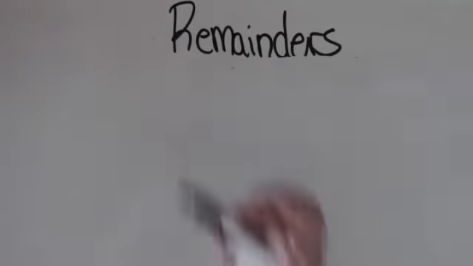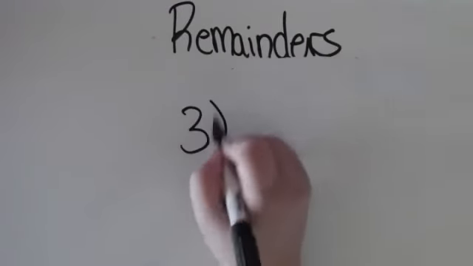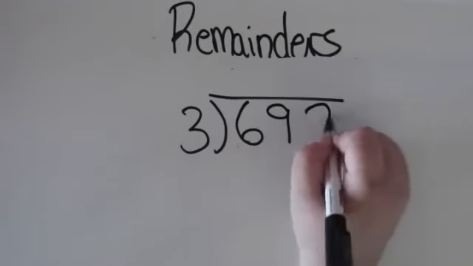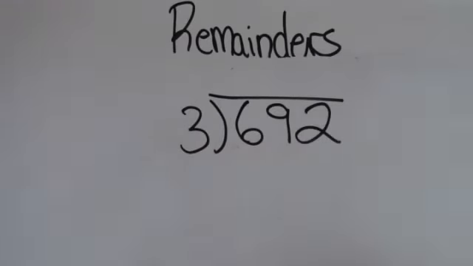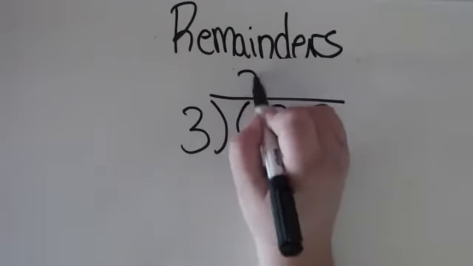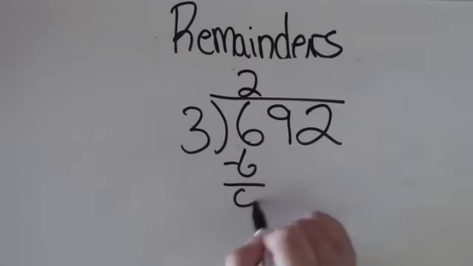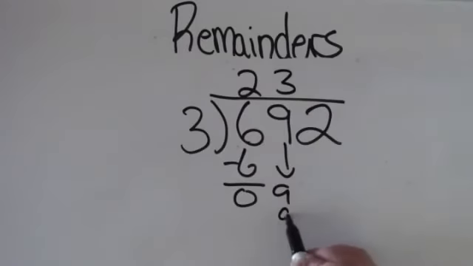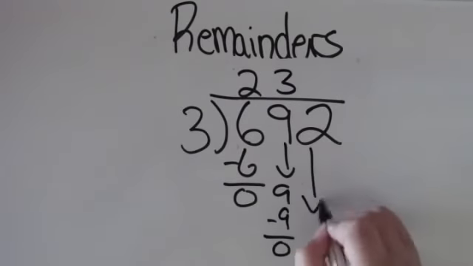Let's look at one more. If I have 3 going into 692, 3 goes into 6 twice, which is 6. Take away equals 0. Bring down the 9. 3 goes into 9 3 times, which is 9. Subtract equals 0. Bring down the 2.